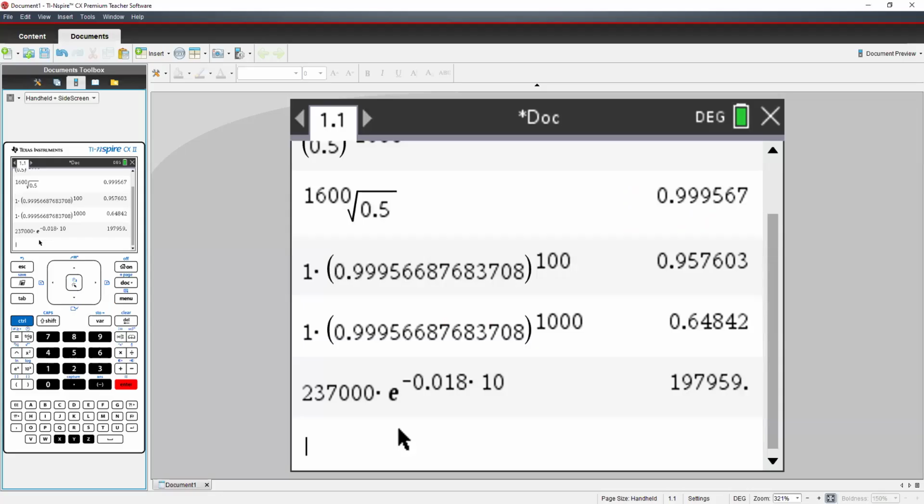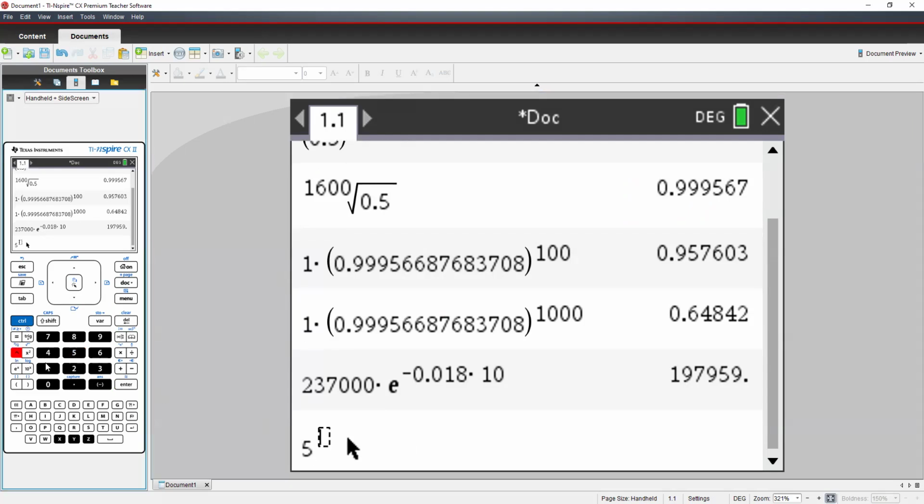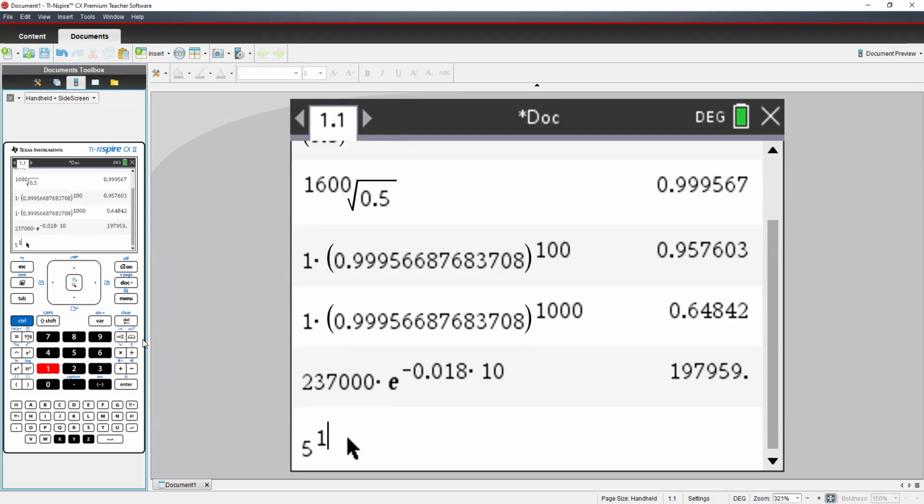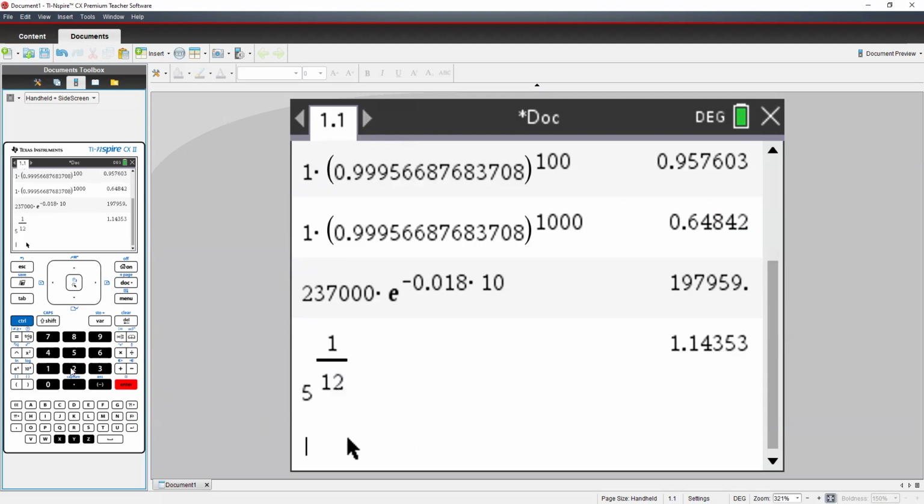All right, so again, perfect. All right, so this again would have been 5 raised to the, was it 1/12th? And you get 1.14353.